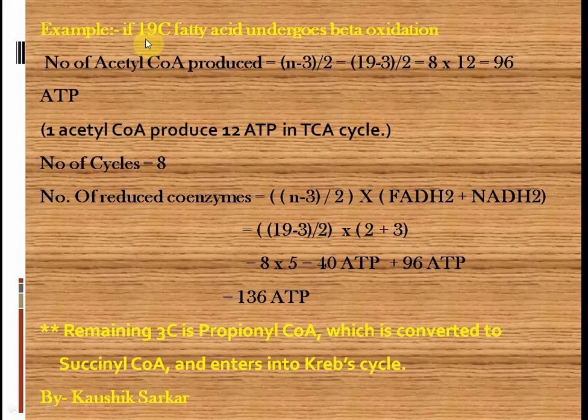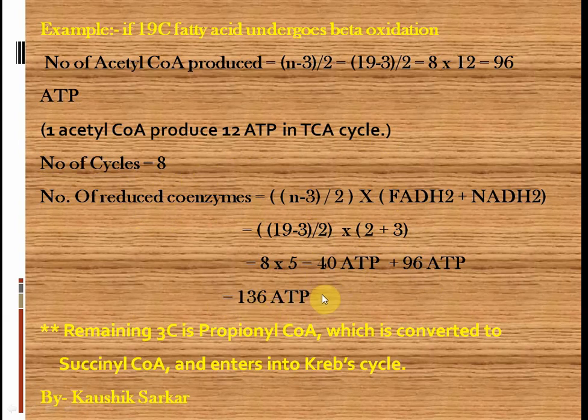So for example, suppose we take a 19C fatty acid. So 19C means (n minus 3) by 2, which is (19 minus 3) by 2 equals 8. 12 is the number of ATP, so it is 96 ATPs. One acetyl CoA produces 12 ATP in the TCA cycle. The number of cycles will be 8. So the reduced coenzymes will be (n minus 3) by 2 into 5, that is 3 plus 2, 5. So it comes to 40 ATP plus 96 ATP, so it is 136 ATP.